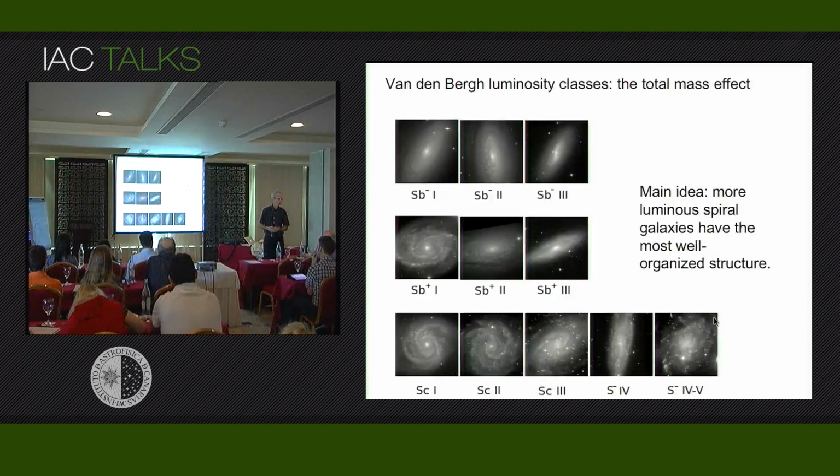Now, the van den Bergh luminosity classes show the total mass effect. Sidney van den Bergh has been very adept at looking at absolute magnitude distributions through the tuning fork and trying to show that absolute magnitude distributions don't support some aspects of the Hubble tuning fork, like the position of S-zeros relative to spirals and E's. But he developed in 1960, and it never really went much further than this, these luminosity classes, that he could distinguish a high luminosity galaxy from a low luminosity galaxy just by looking at a picture.